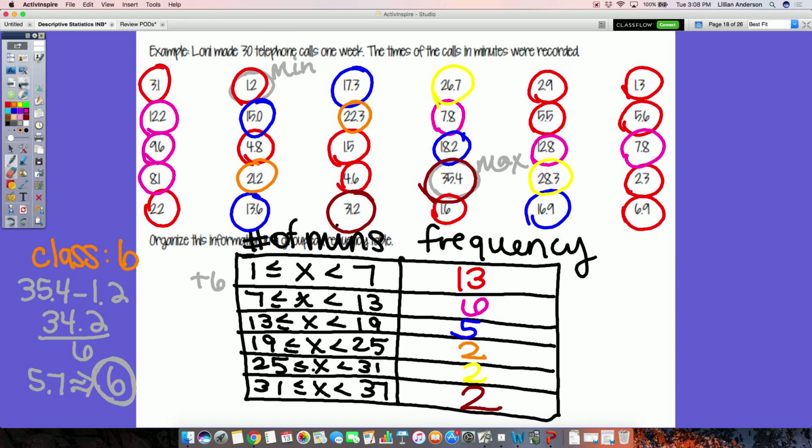Questions on this? Yes? What if when you were collecting data, you automatically kind of rounded past the whole? That's what I did. All right. We'll talk about that.